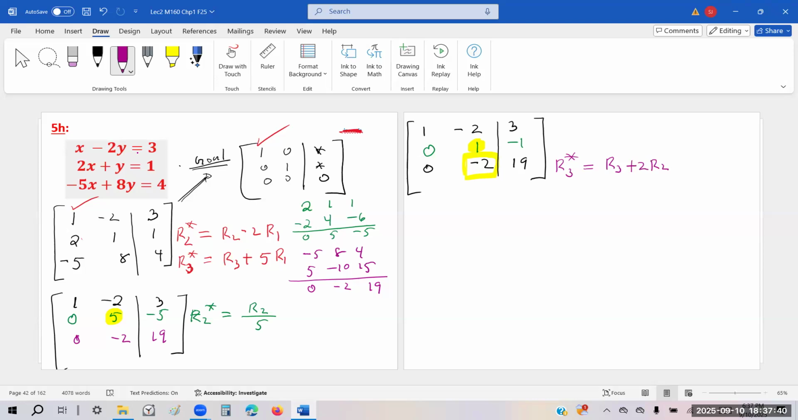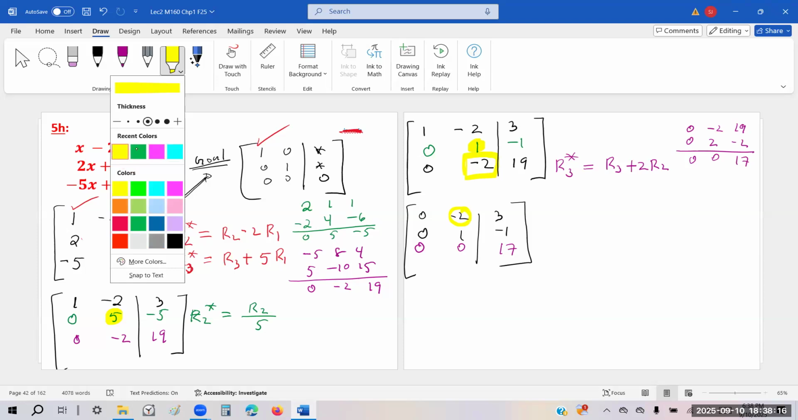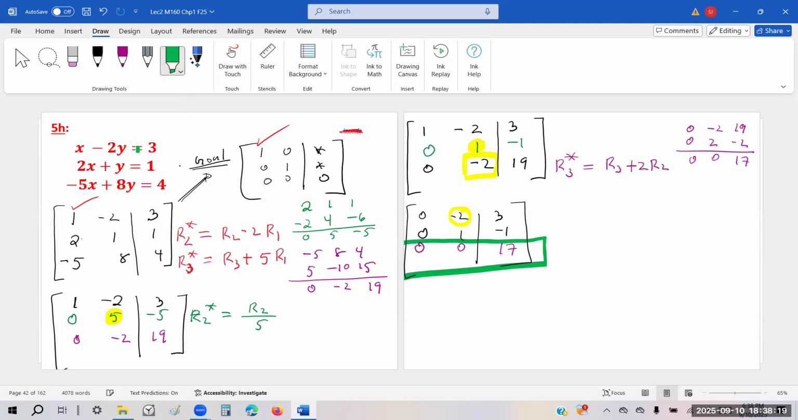So our current row 3 is 0, negative 2, 19. If you multiply row 2 by 2, we get 0, 2, negative 2. So you get 0, 0, 17. Sorry, this is 19, yeah, 17. So 0, 0, 17. We have 0, 1, negative 1, 0, negative 2, 3. Even though we desire to change this one, we don't have to because we already got the hints here.